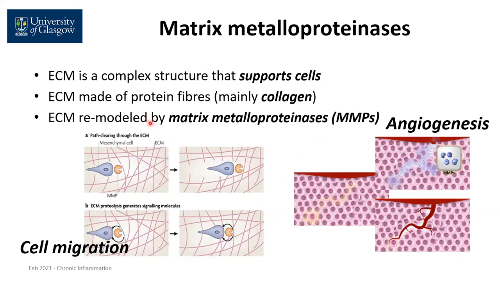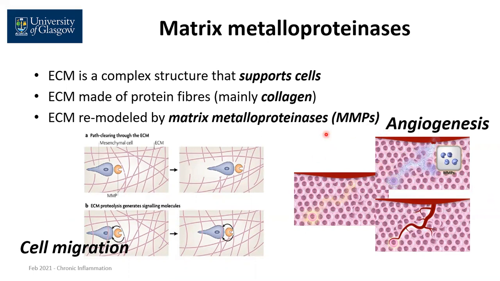So remodeling of the extracellular matrix by these MMPs is important not only in cell migration, this idea of promoting migration of cells from the blood vessels into the tissue in certain infections, so it allows immune cells to actually move through the tissue and enter the site of infection. Also, they play an important role in the process of angiogenesis. Angiogenesis is ultimately the formation of new blood vessels within a tissue that's repairing.